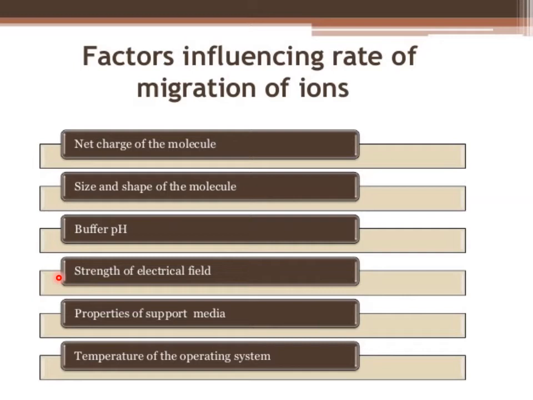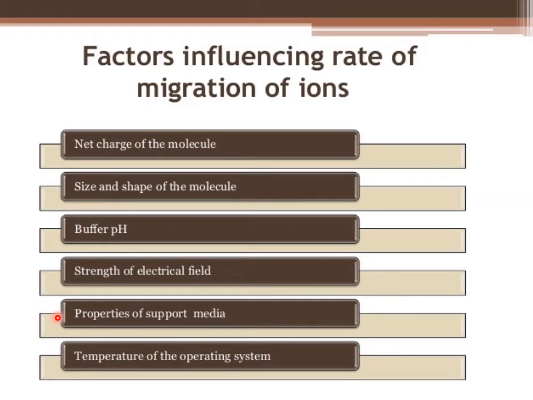The strength of the electric field is also important here. Greater is the intensity of the electric field, more will be the electrophoretic pull, and hence greater will be the migration rate. Less is the strength of the electric field, so the migration rate will decrease proportionally.